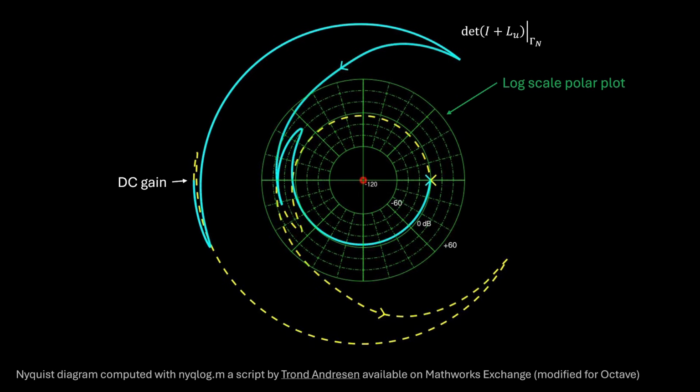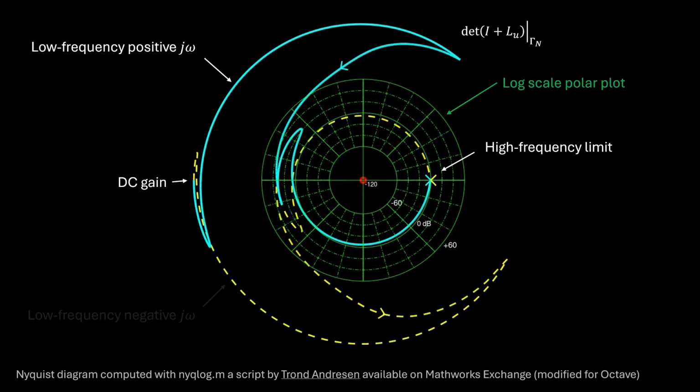Let's follow the blue line. It's generated through evaluating the determinant of the return difference over gamma n with positive frequency, from low to high frequency, where the transfer function ultimately approaches 1 on the real axis. As the determinant of the return difference is evaluated for negative frequencies, the dashed yellow line is produced. It traces the mirror image of the blue line from high frequency to the DC gain closing the Nyquist diagram contour.